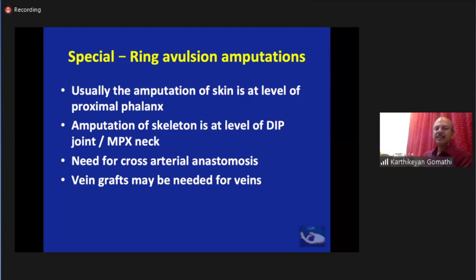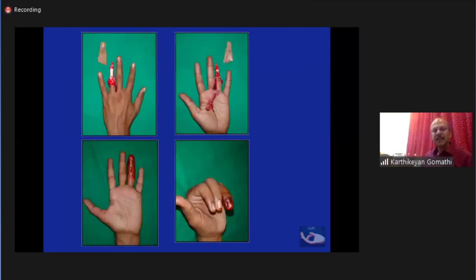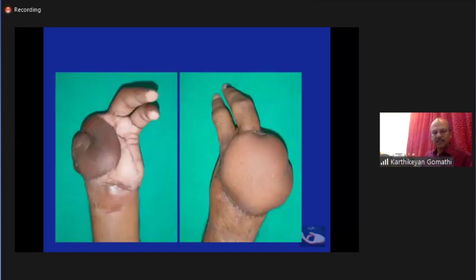And because of the avulsion nature, it is difficult to do the anastomosis of the same distal vessel. Usually we need to do a cross arterial anastomosis from the other side, that is from the contralateral side of the finger, and vein grafts may be needed for the fingers. Now this is a total avulsion amputation, and replantation has been done.